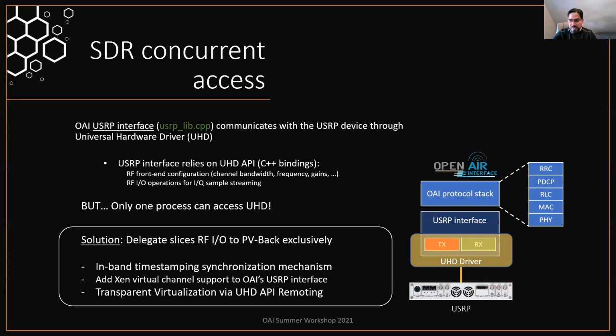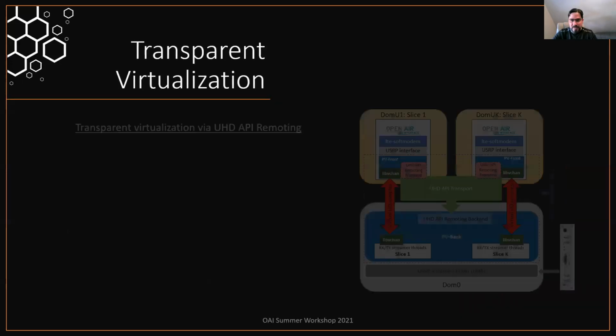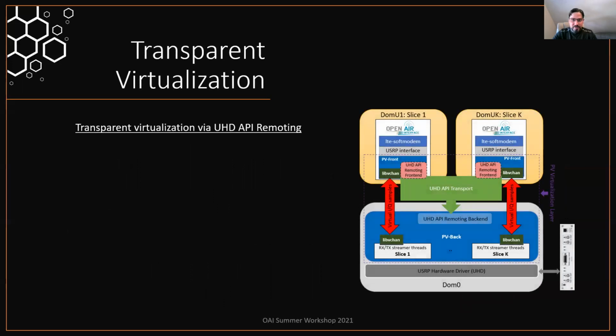It also requires modifying the source code of the OAI USRP interface by adding Xen virtual channel support. Ideally, we want to avoid modifying the source code, and this is actually possible via what we call UHD API rerouting, which we cover next. API rerouting enables transparent virtualization. API rerouting is the capability to intercept UHD library function calls at runtime in order to replace them with our own implementation, such that no modification of the OAI source code is necessary.